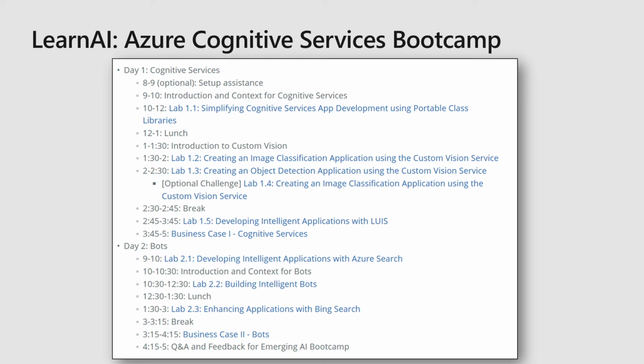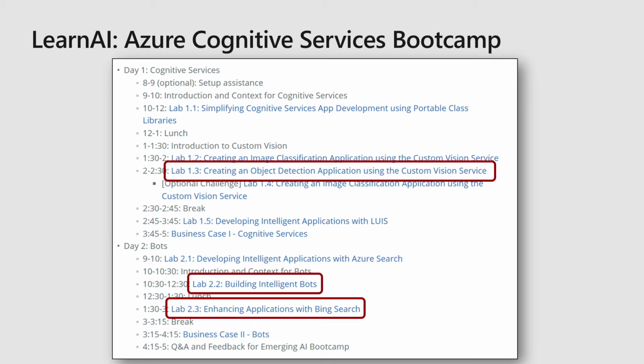So you can see here, and this may look familiar if you participated in the LearnAI Bootcamp, all the different labs that we have. Now, since our original creation of these labs, some things have changed, right? So Custom Vision Service added object detection. So we've created a lab that gets you hands-on in C# with creating an object detection model using Custom Vision.